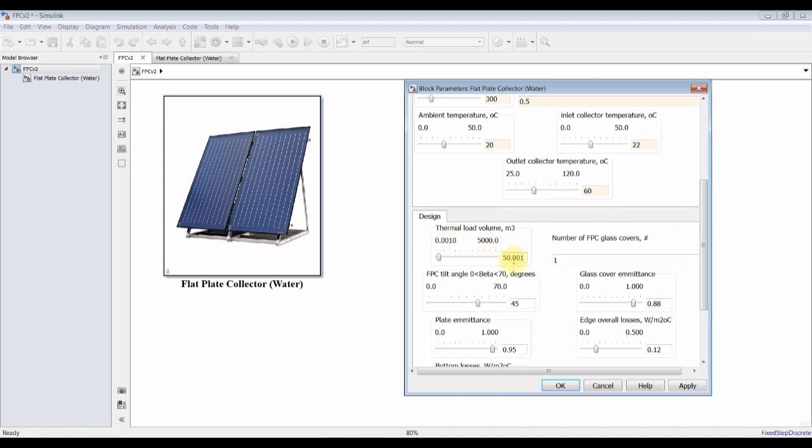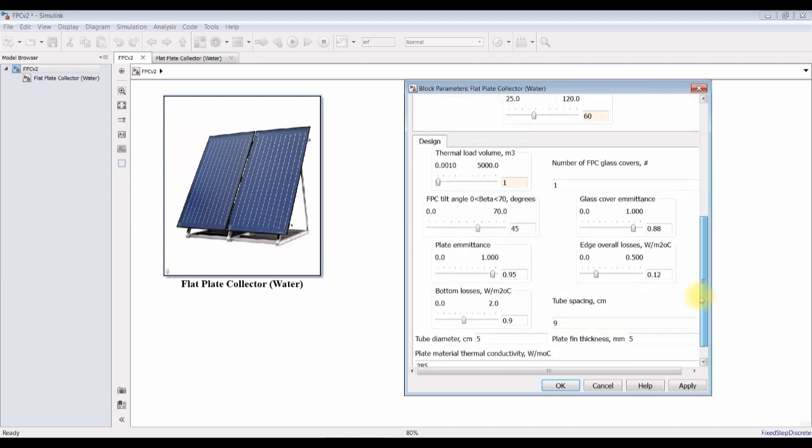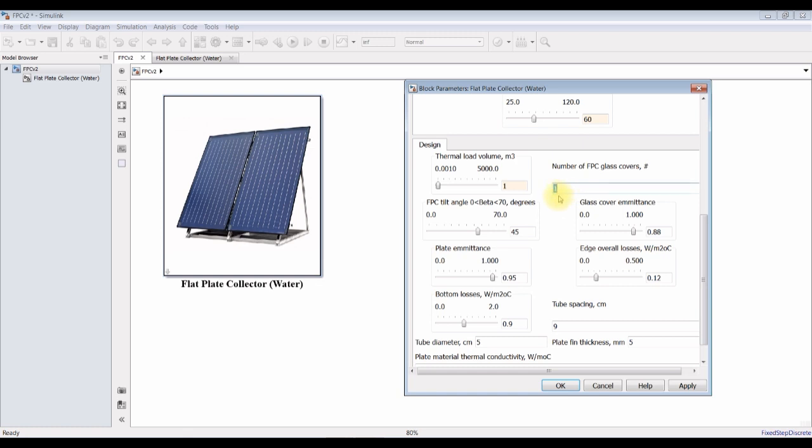Okay, thermal load volume. Suppose I'm going to preheat a swimming pool, water tank, whatever. Therefore, we have to enter the volume. Suppose I'm beginning from 1 meter cube. Number of glass covers, normally one glass cover.